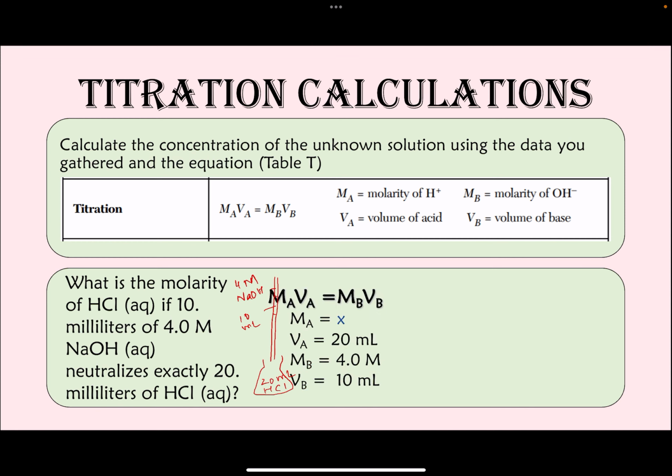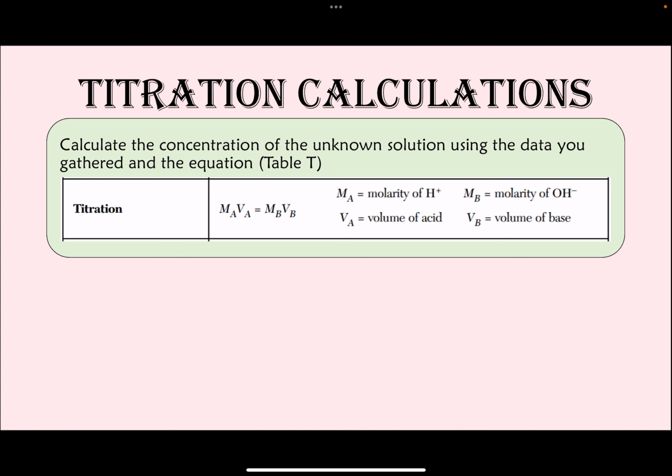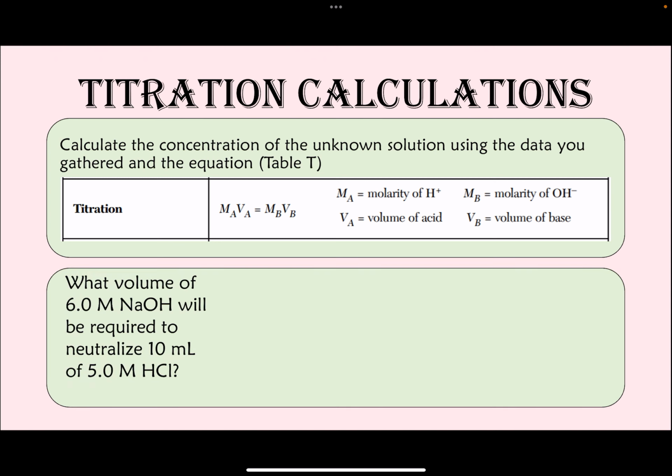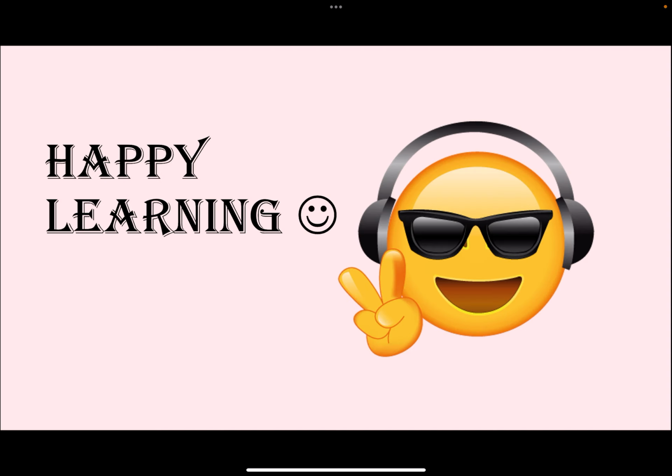So we just go ahead and fill in all of the information that we know. Molarity of the acid is unknown, so we set that equal to X, and then just plug in your numbers, calculate for X, and that gives us 2 molar as the molarity of the acid. So here's another question. What volume of 6 molar sodium hydroxide will be required to neutralize 10 milliliters of 5 molar HCl? Once again, whatever is unknown, we set that equal to X, and then just solve for X.